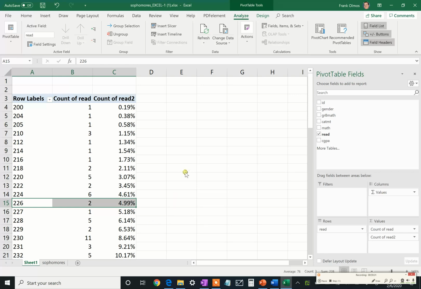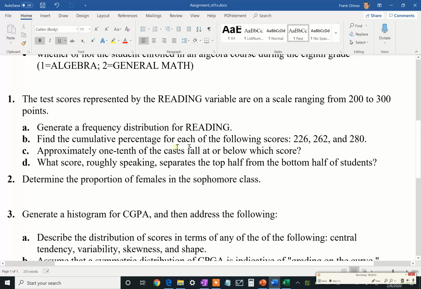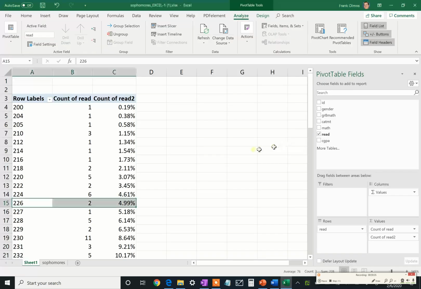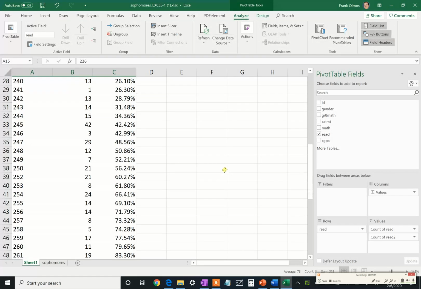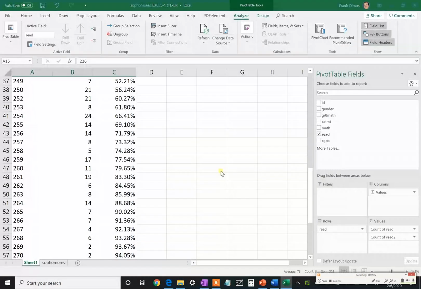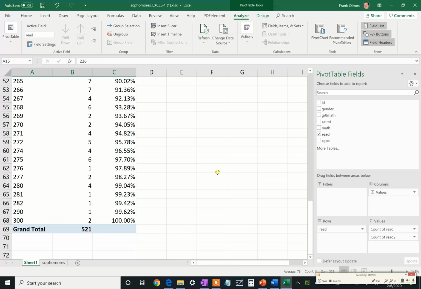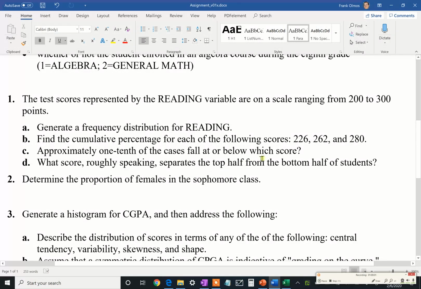Now it's percentage. So what's the cumulative percentage for 226? Very good, 4.99. What's the cumulative percentage for 262? Let me look down there. What do you think? 84. Then 280. Yeah, 280. What is it? 99.4. Yes, very good. So that's what you put for the answer. But you have to show the work.